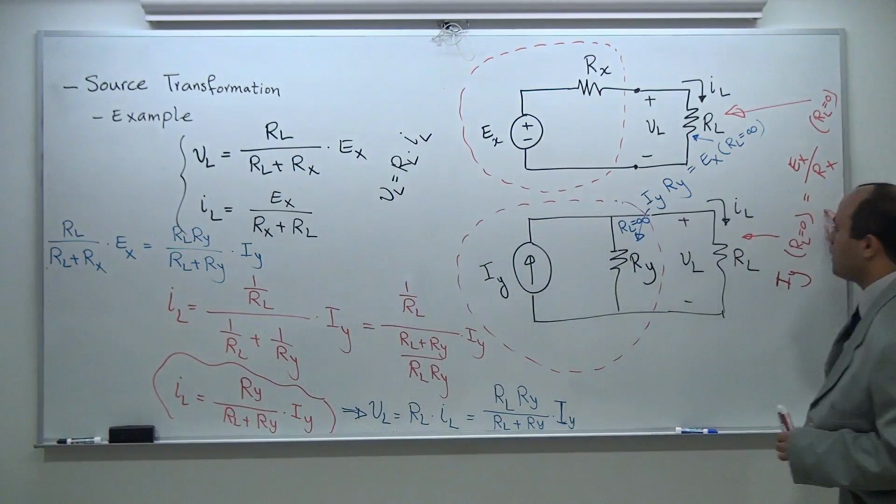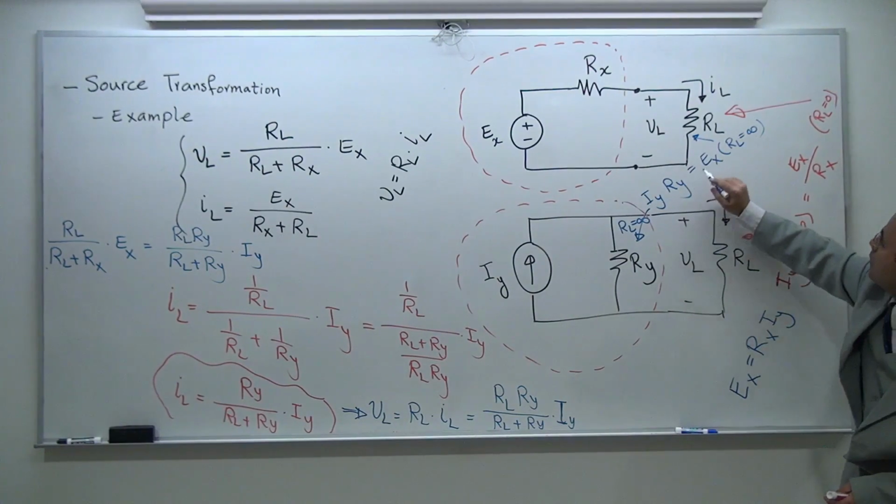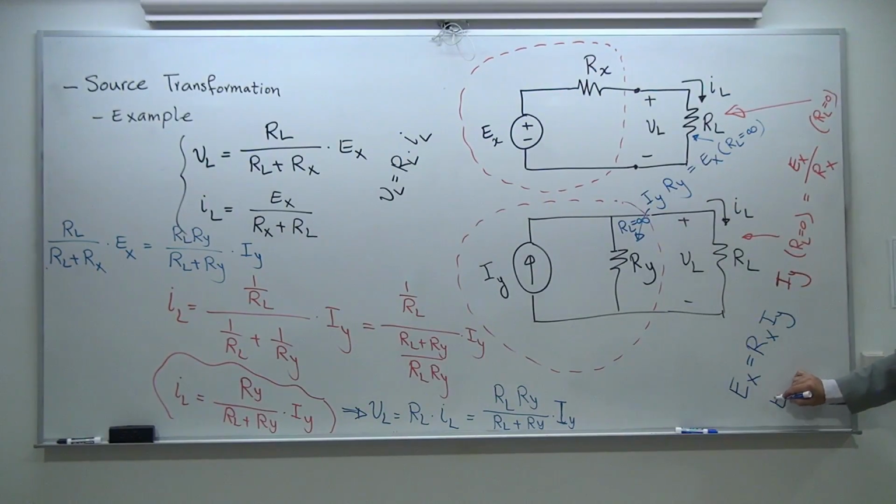These two relationships have to give us some indications. EX is equal to RX IY. Let's take a look. EX is equal to RX IY. EX is equal to RY IY. It's very easy to see EX and EX are the same, IY and IY are the same, therefore RX and RY should be the same. Conclusion, RX has to be the same as RY. Okay?